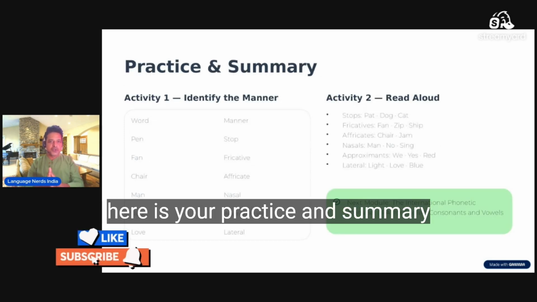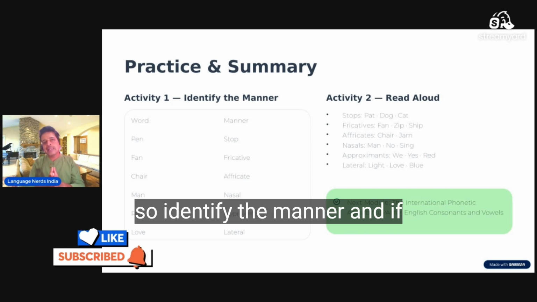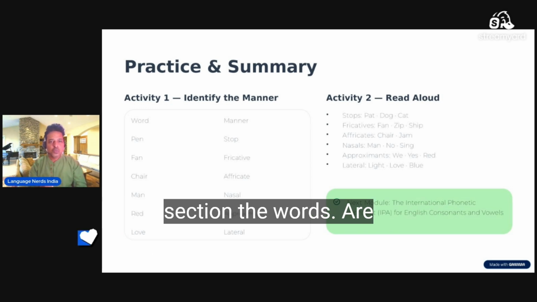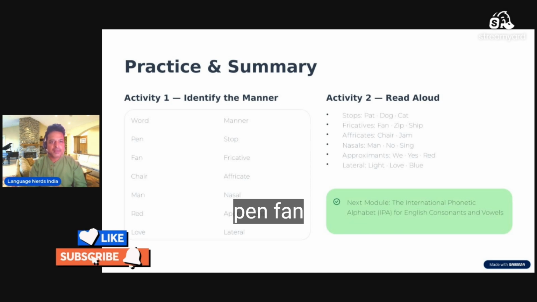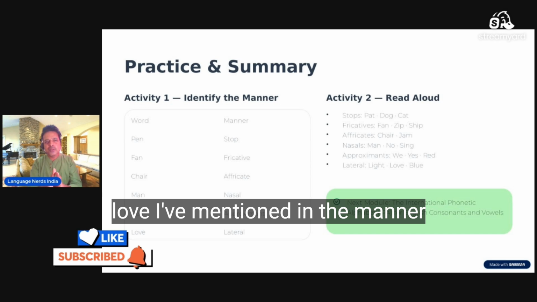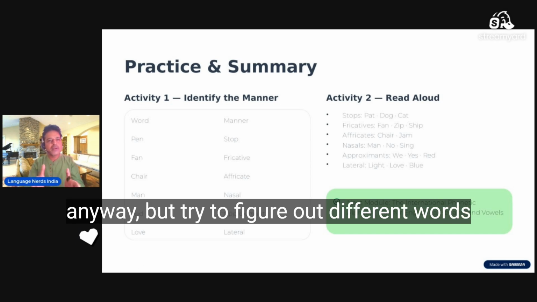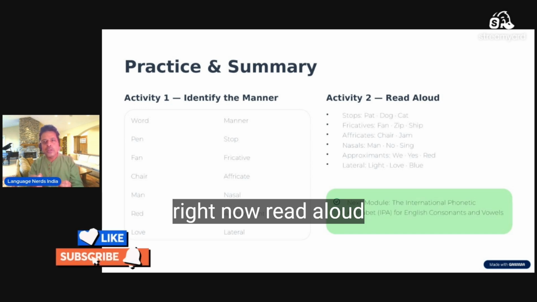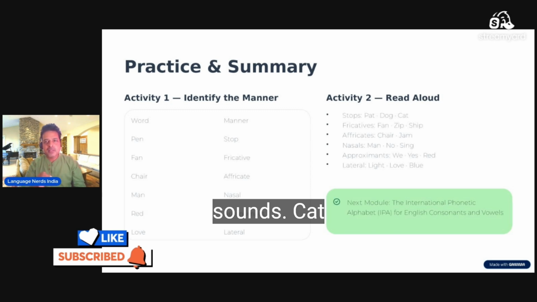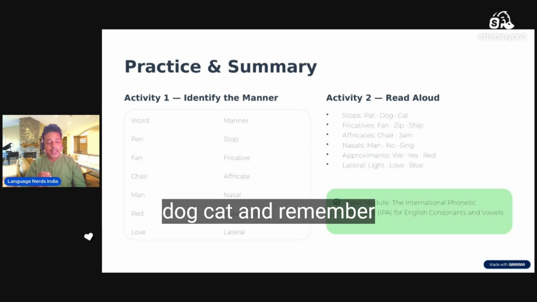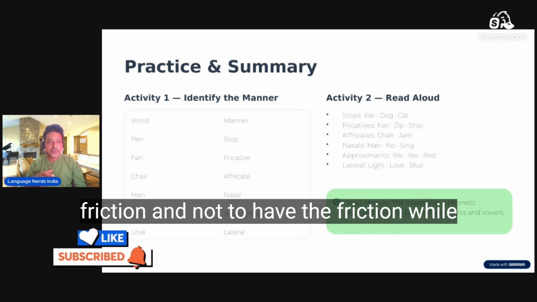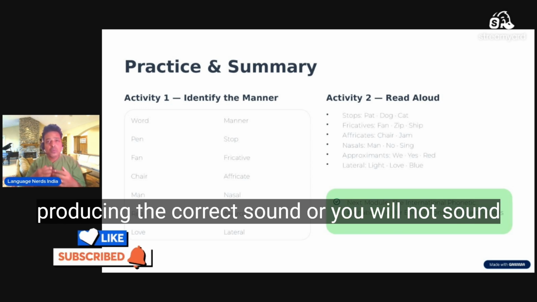Now, here is your practice and summary. Identify the manner, and if you get it right, put it in the comment section. The words are pen, fan, chair, man, red, love. I've mentioned the manner anyway, but try to figure out different words. Now read aloud and practice these words. Stop sounds: hat, dog, cat. Remember voiced and unvoiced. Remember to have friction and not to have friction while producing the correct sound, or it will not sound right.